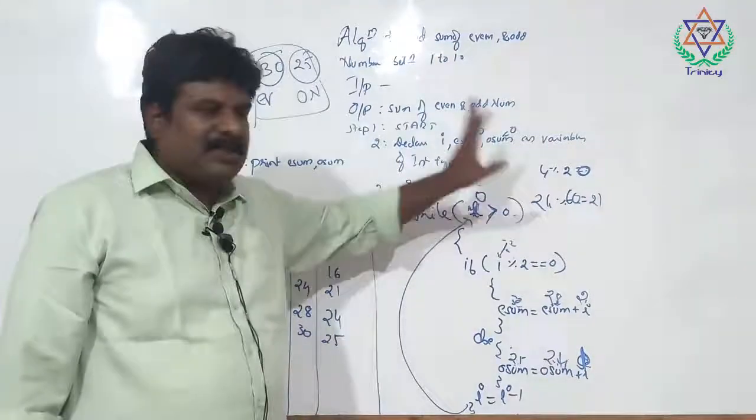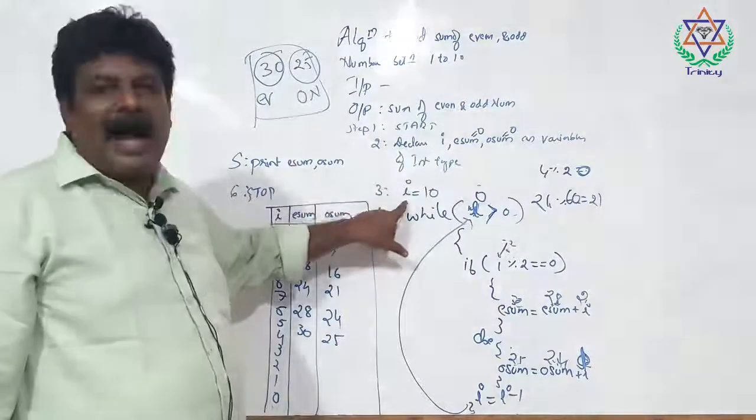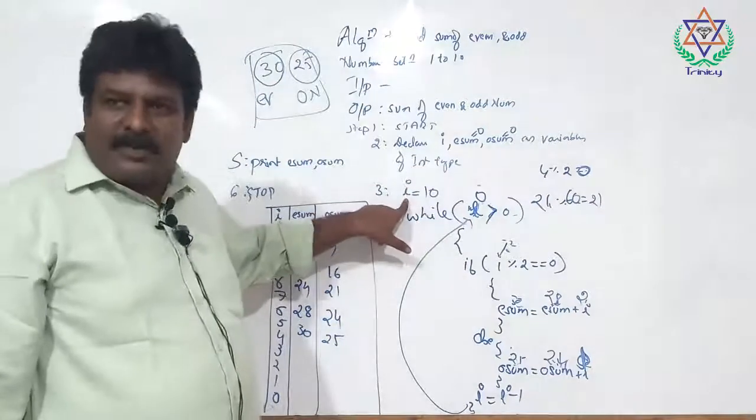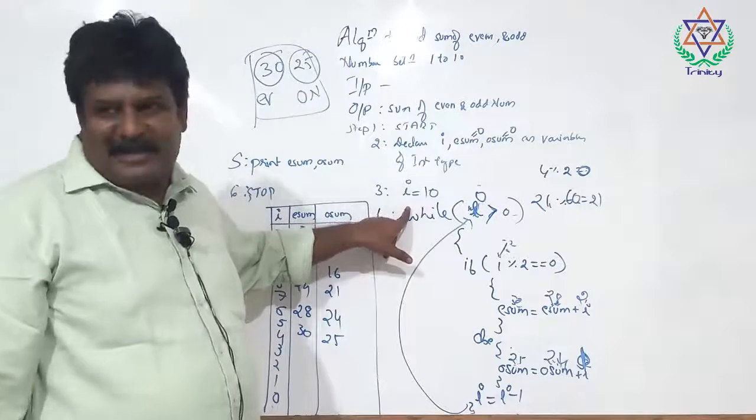and to store the odd sum, that is OSum. Both are initialized with 0. This is a variable declaration step. Next here, I is assigned with 10. It is called assigning because we are giving a value to a variable called I after the declaration.